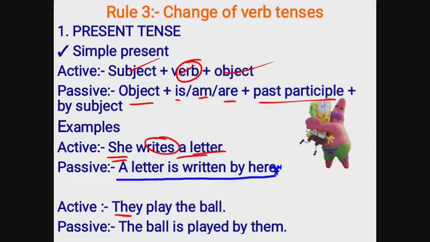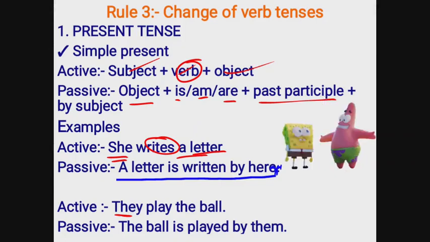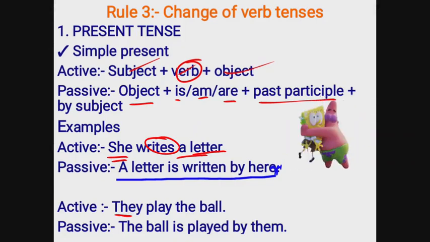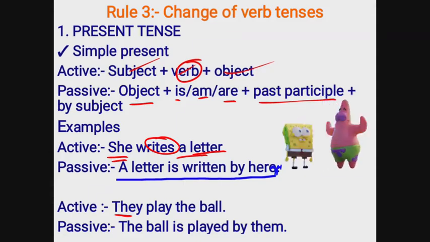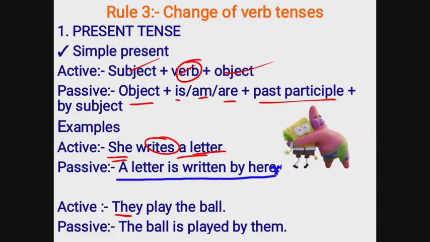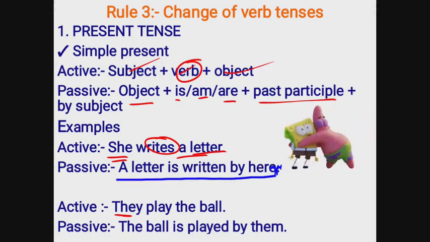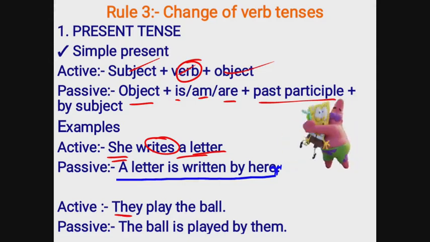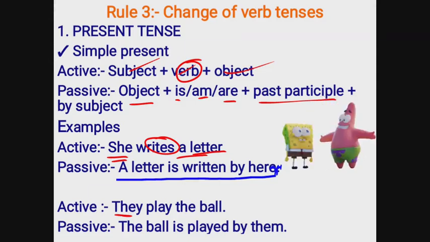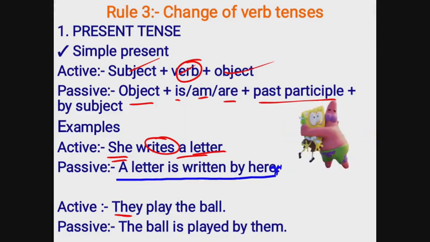Very easy. So the ball becomes the subject, they change to them, you put by them, then the play, look for the past participle of play, which is played, then you add your auxiliary verb. What is your auxiliary verb here? Auxiliary verb is just depending on the kind of object you have, the ball. So the ball is just one, so we use is. So we have the play, the ball. I believe this is understood.